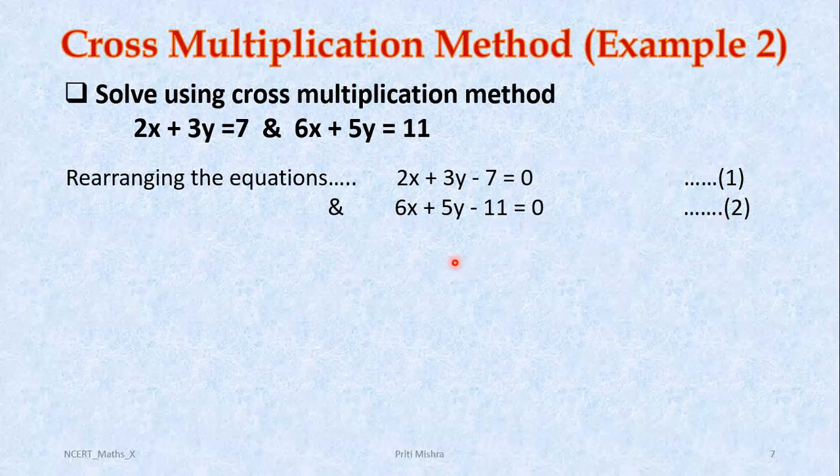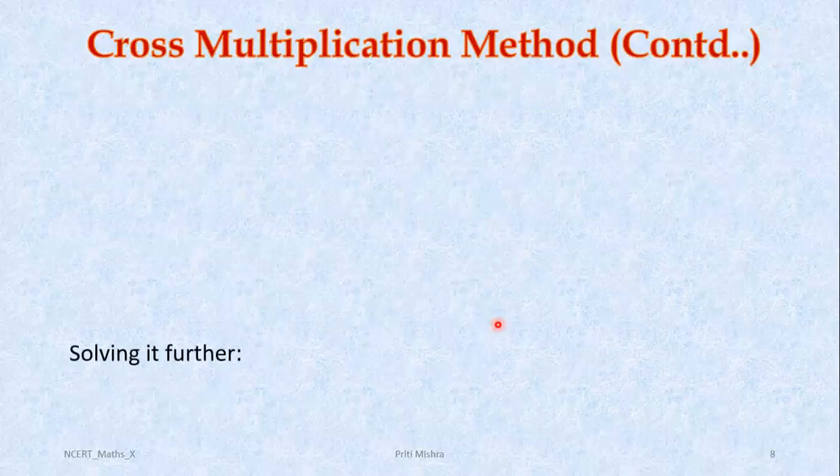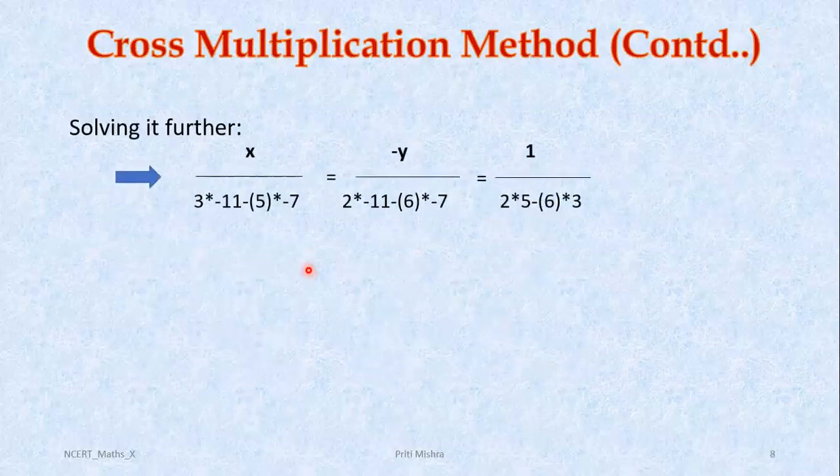Now for cross multiplication, we will write x upon, just we have to hide this first column, x upon 3, 5 and minus 7, minus 11. Right? Then minus y upon 2, 6 and minus 7, minus 11. Then 1 upon 2, 6 and 3 and 5. See. Now, after cross multiplication, we will be having next step like this.